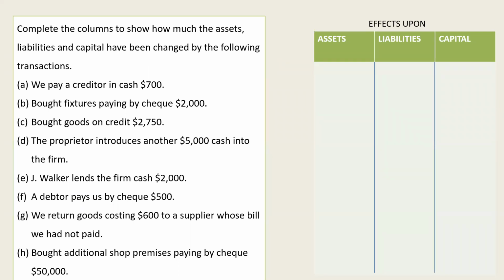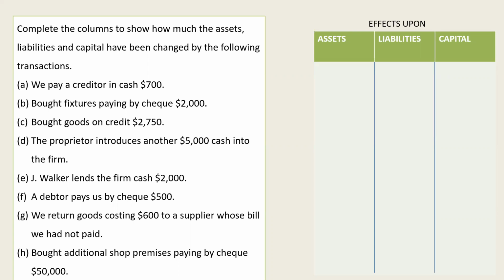And H, I hope that part was clear. H, bought additional shop premises paying by check. Whatever shop fittings, I should have used the term shop fittings, but let's just say shop fittings. If you bought additional shop fittings paying by check, it means that's an asset for the business. It is a fixed asset that you have purchased for the business. So obviously that would be a plus on the asset.